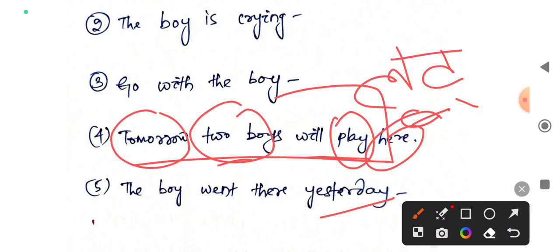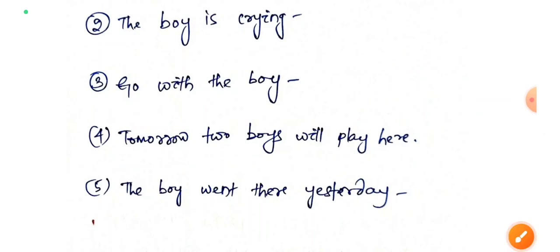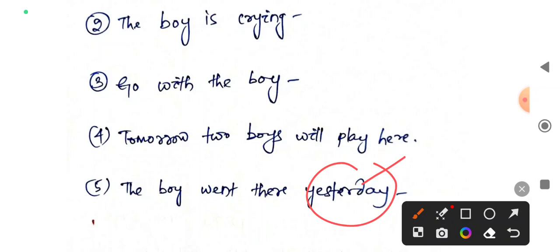Okay, so I will give the example also. Don't worry, I have already written. Next, the boy went here yesterday. The boy went there yesterday. So yesterday already I told you, yesterday means it will be hyah.